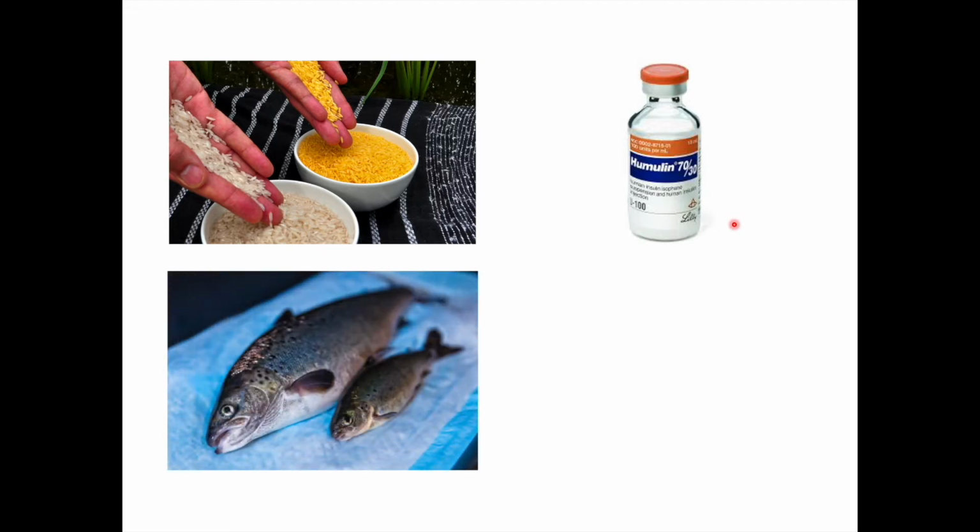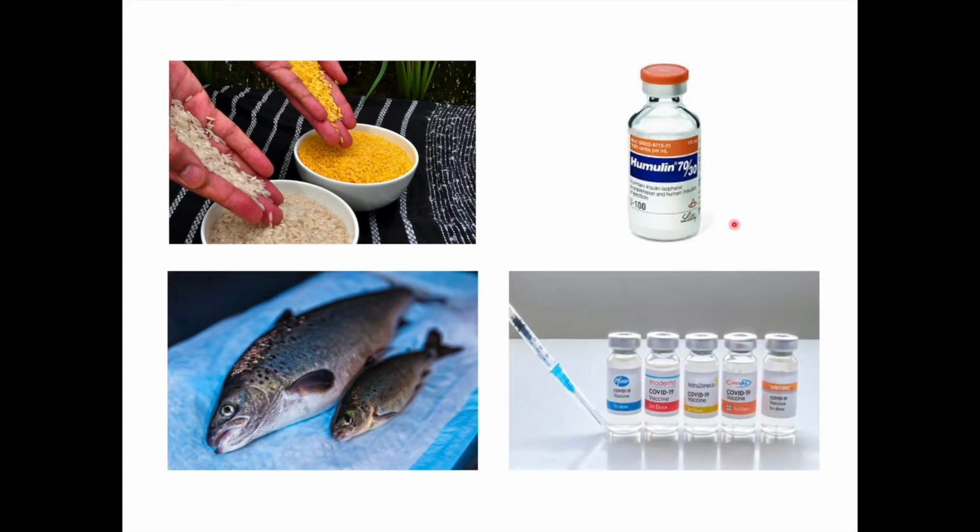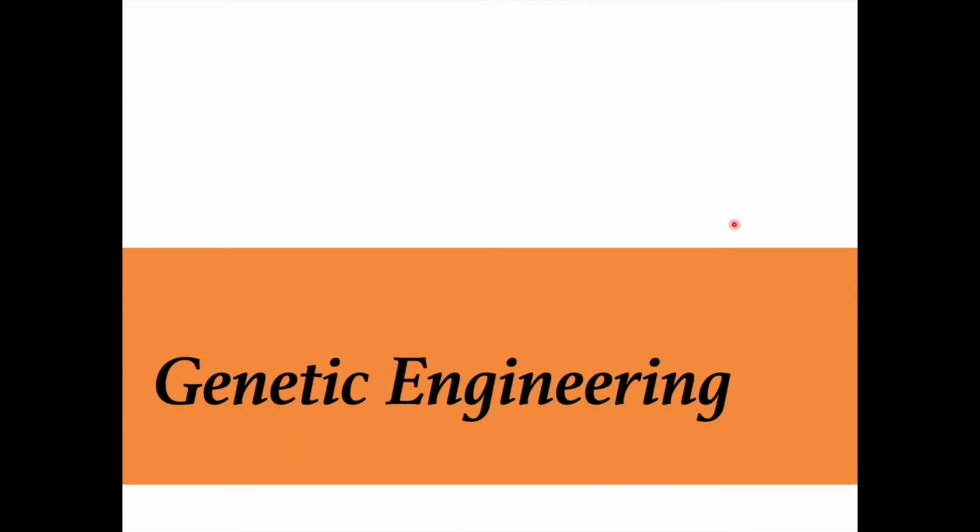The third image is a comparison of both of the same age salmon. So you can see there is a difference with regards to their size, their length, and also their weight. And last but not the least is the production of the COVID-19 vaccine. Any guess of what they are a product of? You guys are all correct. They are a product of genetic engineering.